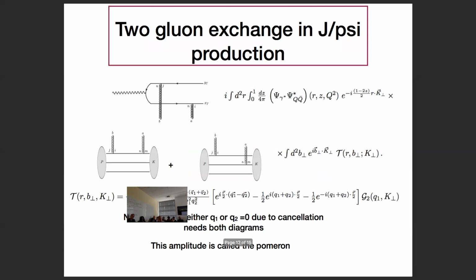So things look good. Then a similar thing happens in J/psi production. We have two gluon exchange in J/psi production. There's a top part and a bottom part. You have a photon wave function that goes into, say, a c c-bar.